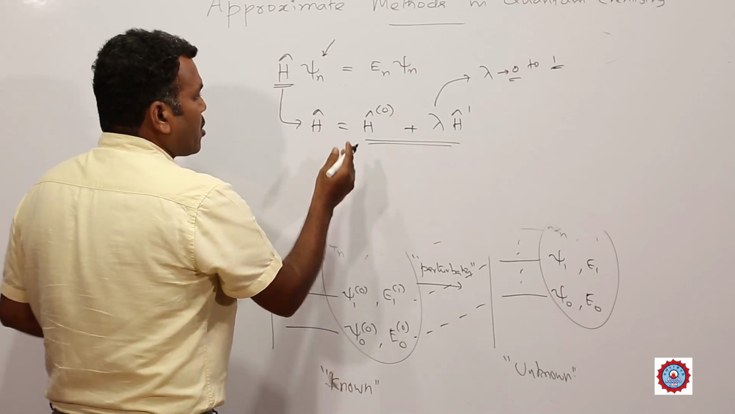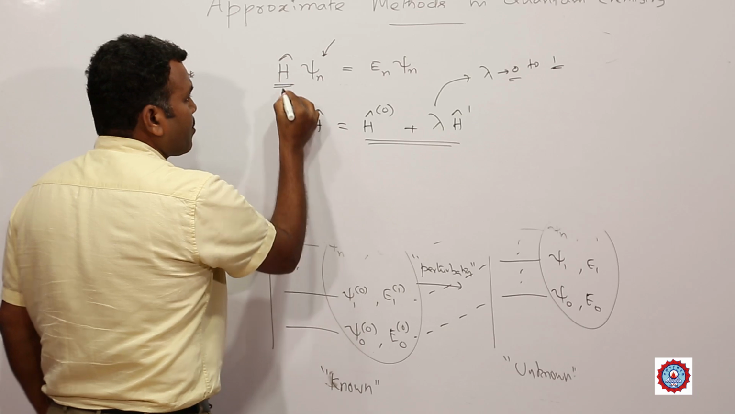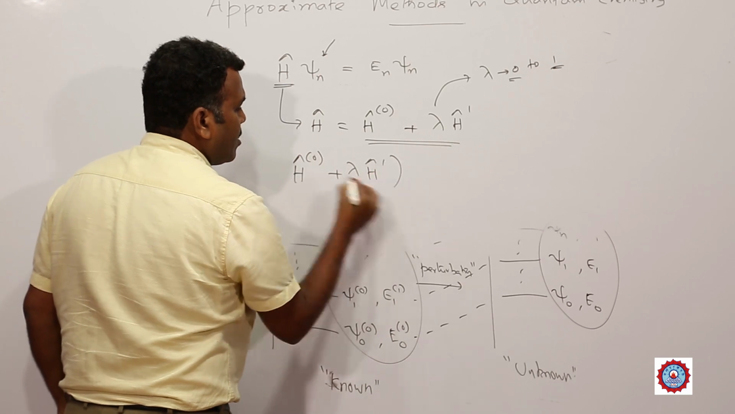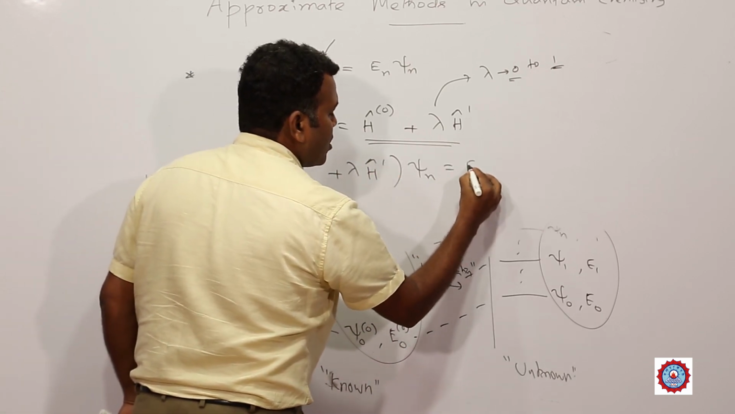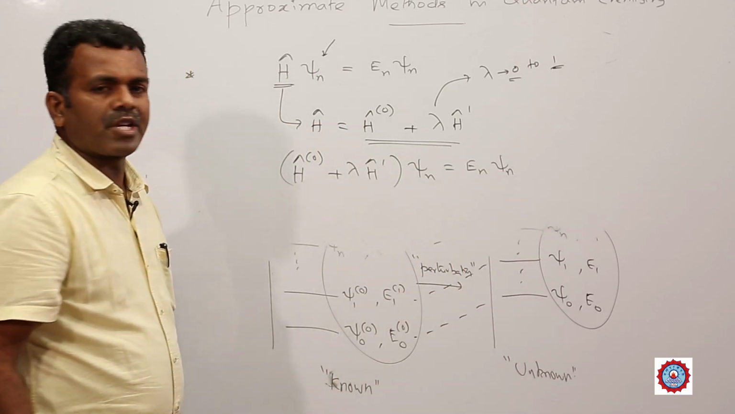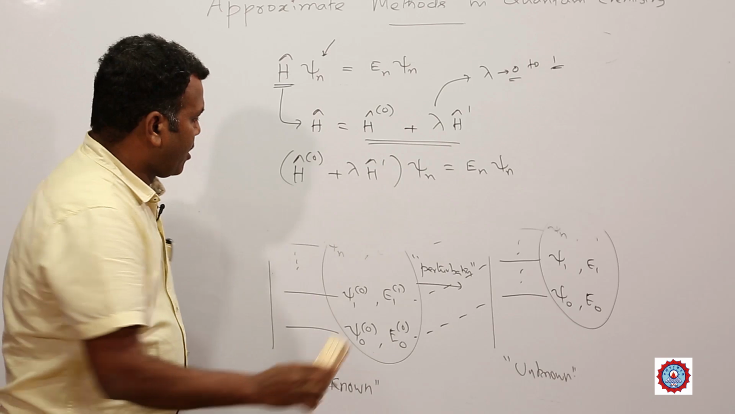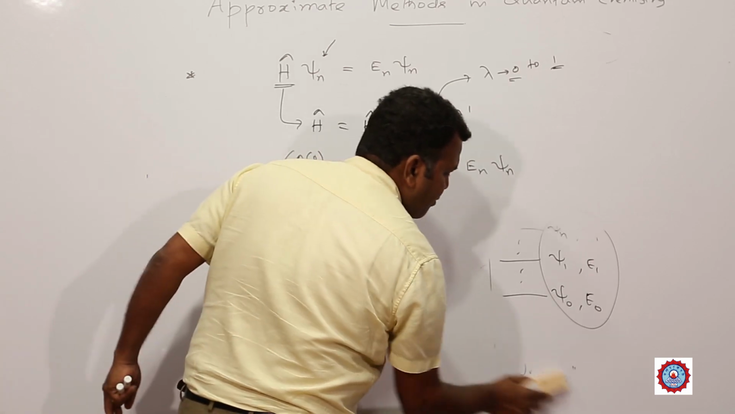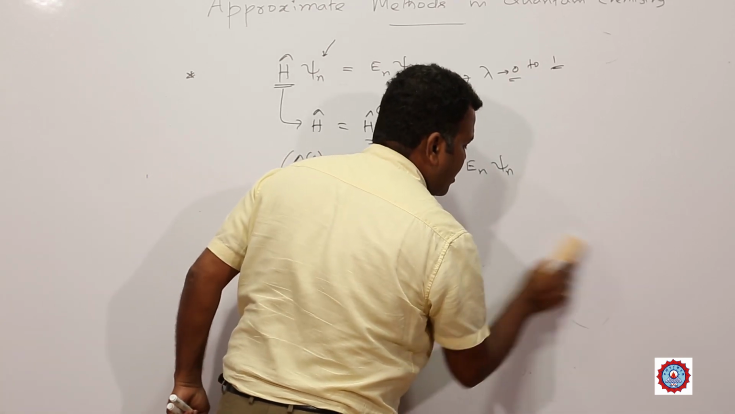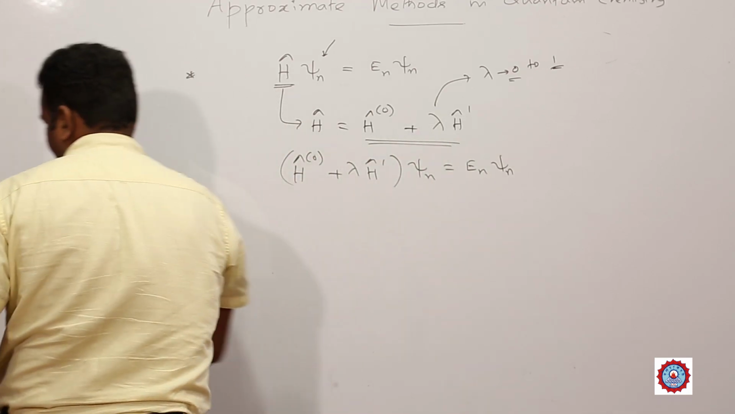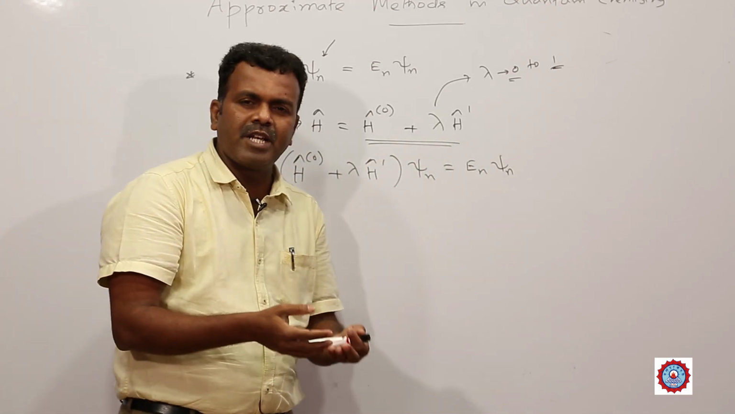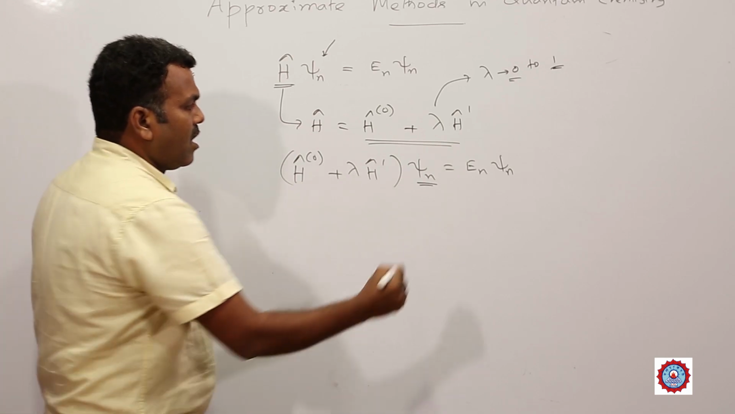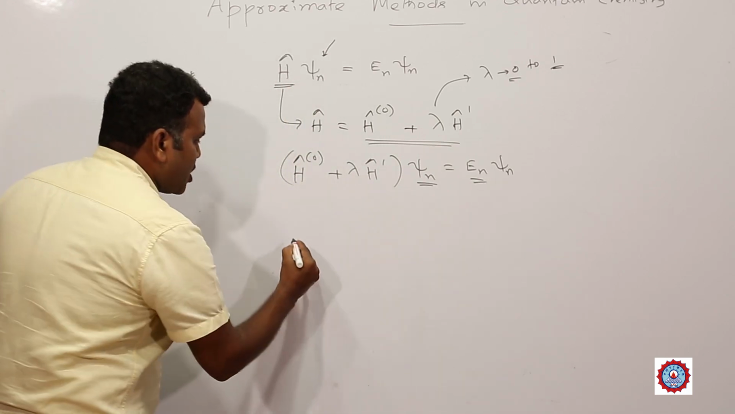Now, what am I going to do? I am going to apply this formula here. In the place of H operator, I am going to apply H operator naught plus lambda into H operator prime, into psi n equal to En into psi n. So, this is the equation we need to solve. In the presence of the perturbation, either electric field or magnetic field or electron-electron repulsion, since the perturbation that we apply is very weak, you can write the wave function for the nth state and the energy for the nth state in this manner.